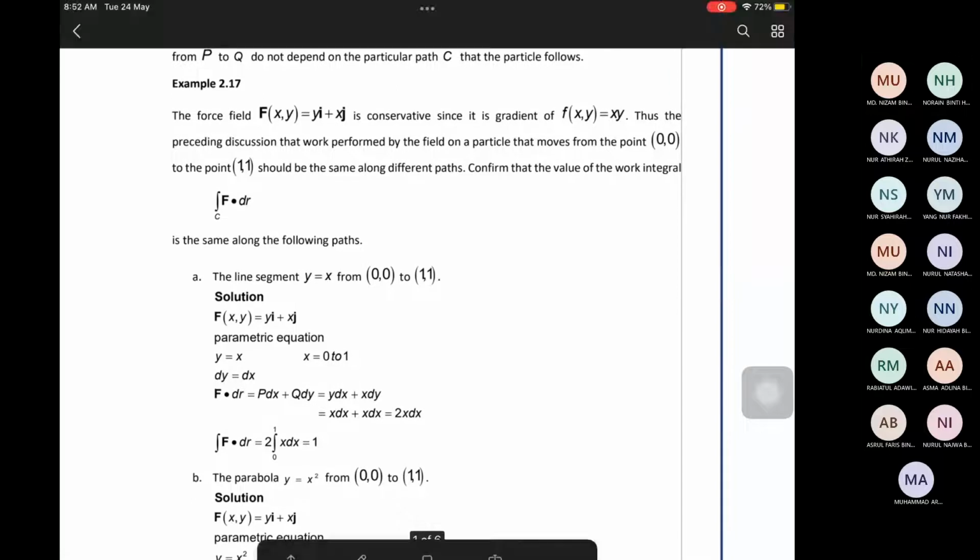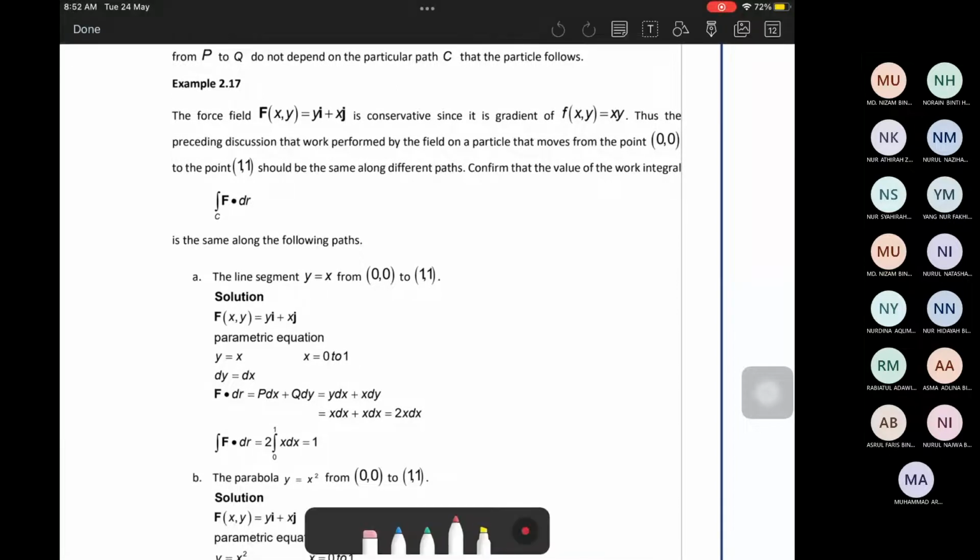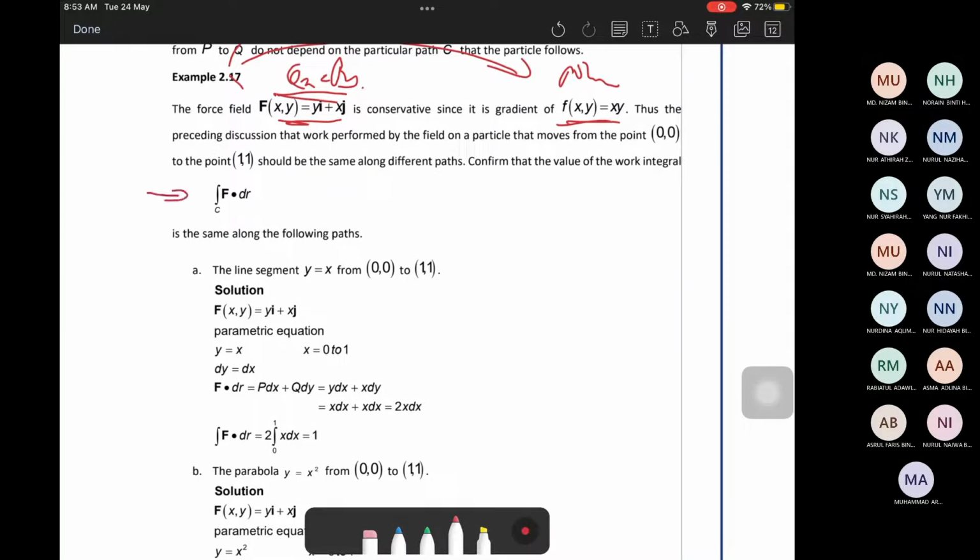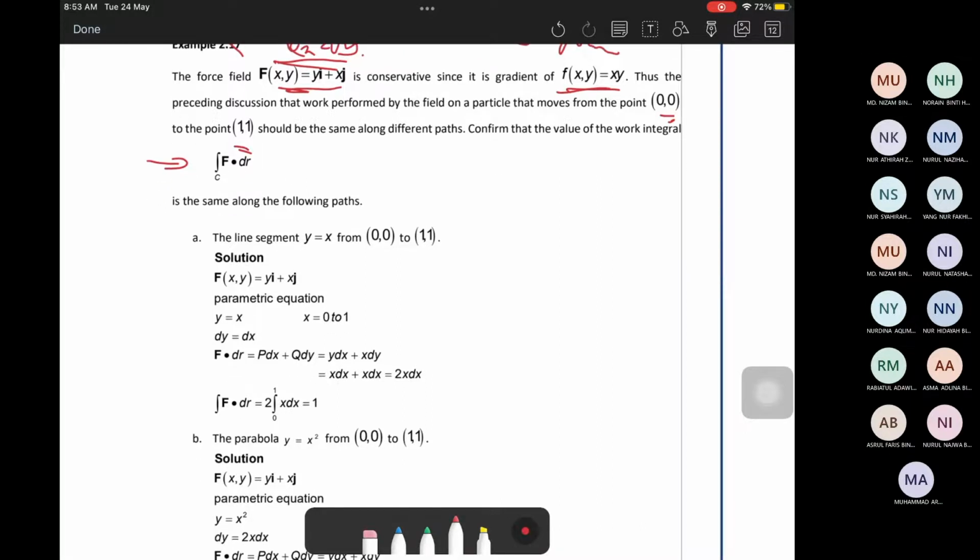Tapi kalau betul-betul kita pun boleh check sama ada dia konservatif atau tidak, gunakan Q sub x equal to P sub y. Dan yang ini adalah dia punya potential function lah. Jadi kita can prove that the F is conservative by finding dia punya f lah. Tapi kalau betul-betul kita tengok dekat sini lah, confirm that the value of the work integral F dot dr. Okay, jadi kita tengok the point dia from 0 to (1,1).